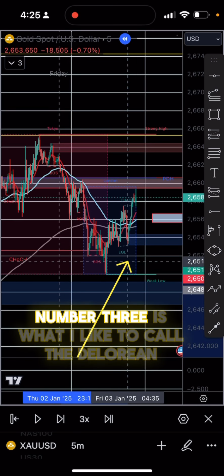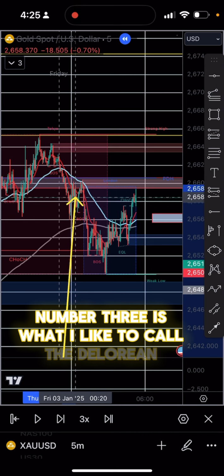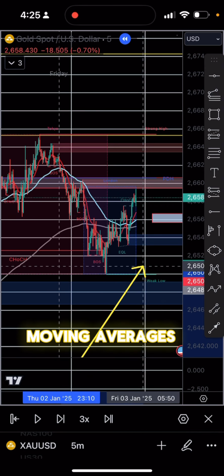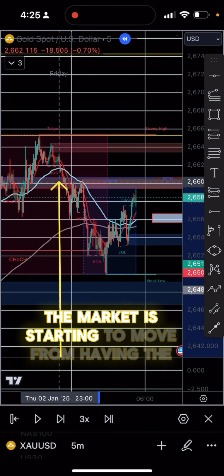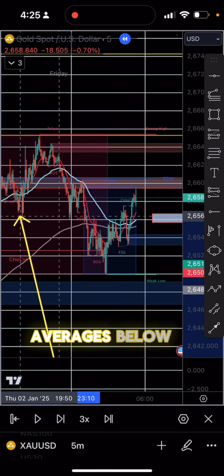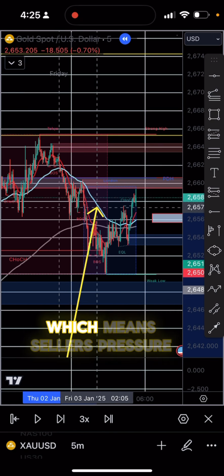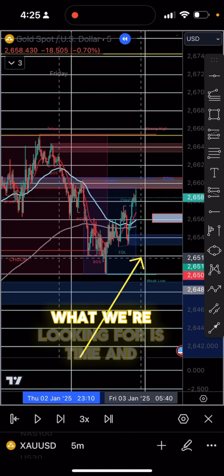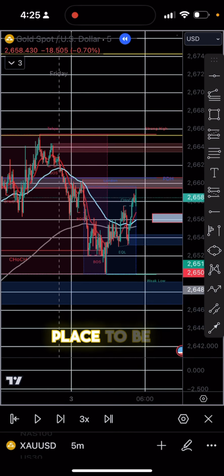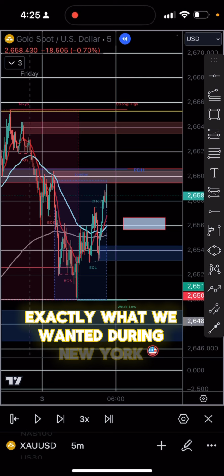Number three is what I like to call the DeLorean moving averages. Right now, you see that the market is starting to move from having the averages below the candles, which indicates buying pressure, to being on top of the candles, which means seller's pressure. What we're looking for is time and place to be exactly where we want it during New York session.